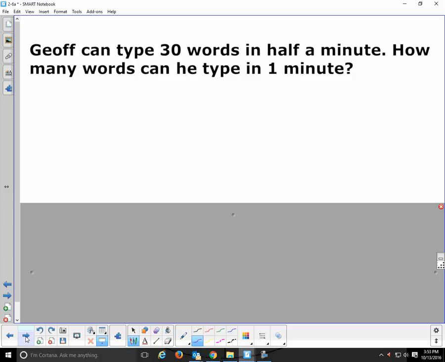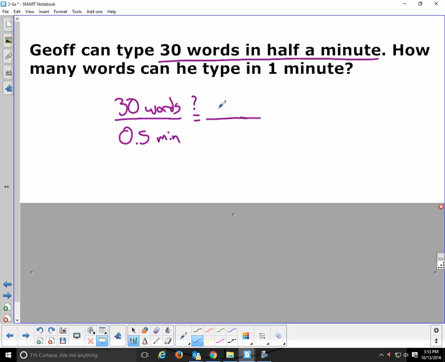He can type 30 words in half a minute. Let's start with that. 30 words in half a minute. I'm going to label it, because it's a rate, words. And he could do that in half a minute. Calculators like decimals, so I'm going to go ahead and put 0.5 minutes. Labels are going to make a huge difference in this chapter, and I am going to start grading labels. So we need to make sure we're practicing with labels. So 30 words in half a minute. We want to know how many words you can type in 1 minute. So here's our question: how many words, we don't know, x words, in 1 minute?